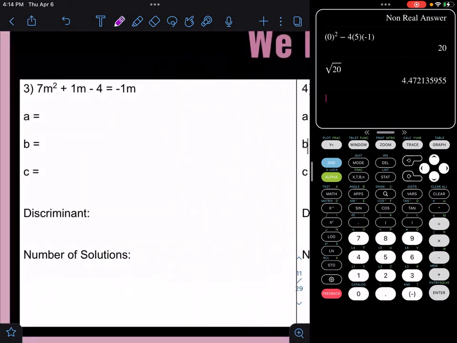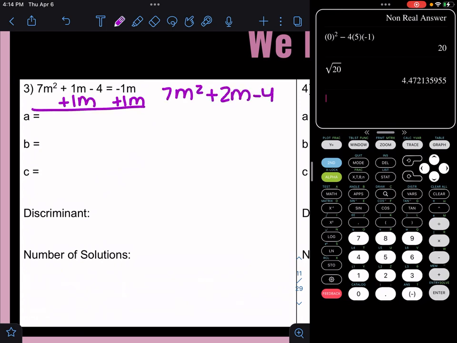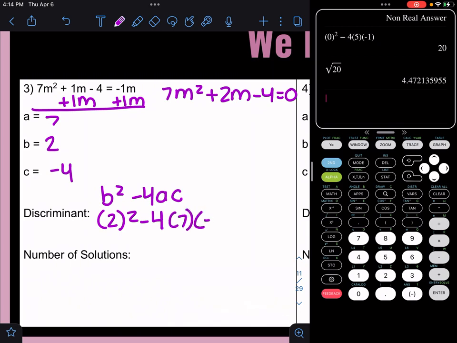Let's get this equal to 0, so I'm going to add 1m to both sides. I'll add it with the m term. So that will give me 7m squared plus 2m minus 4 equals 0. So A is 7, B is 2, and C is negative 4. Discriminant formula is b squared minus 4ac. B is 2, so 2 squared minus 4. A is 7, and C is negative 4. And let's type this in the calculator. 2 squared minus 4, 7, negative 4. And we will end up with 116.